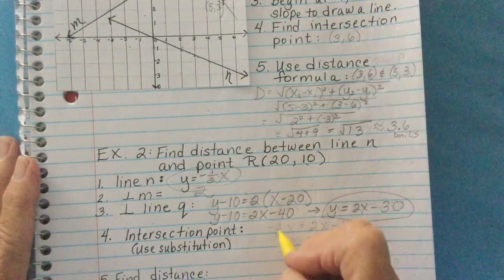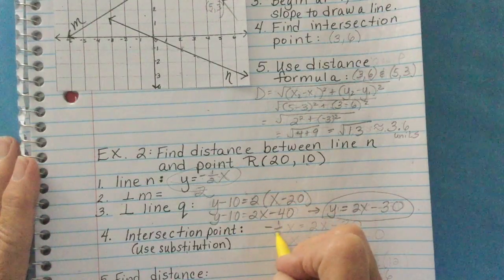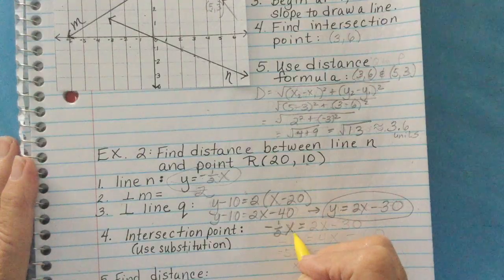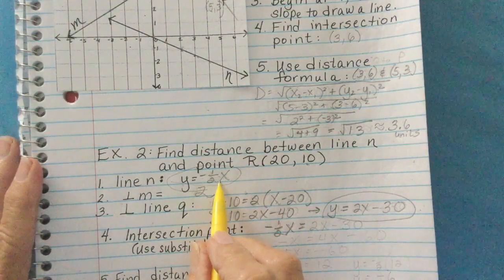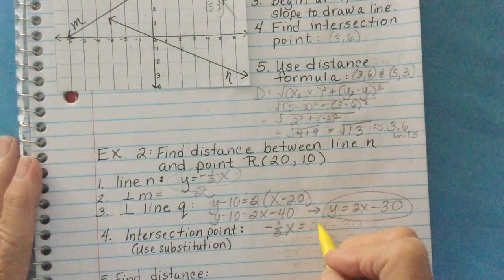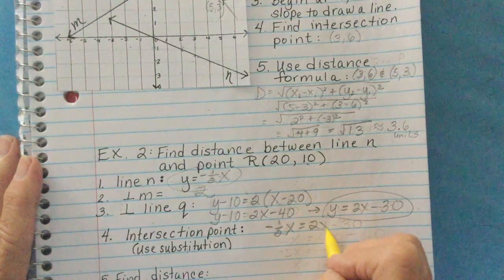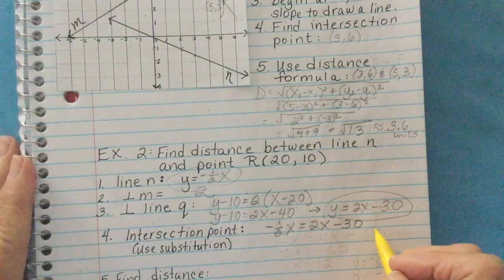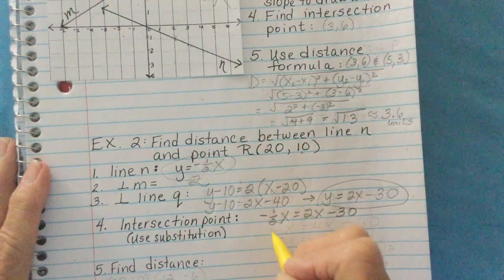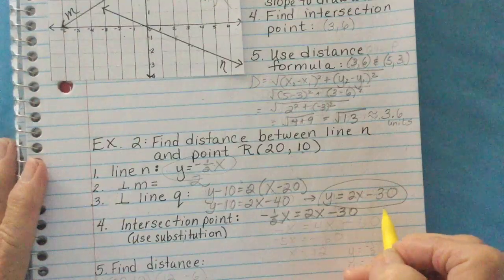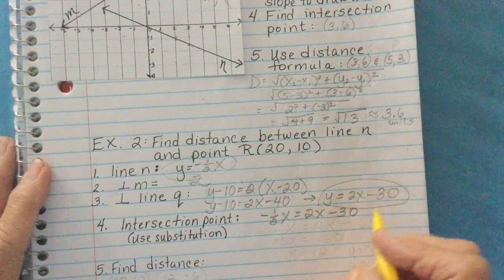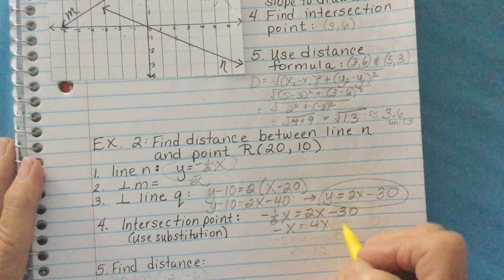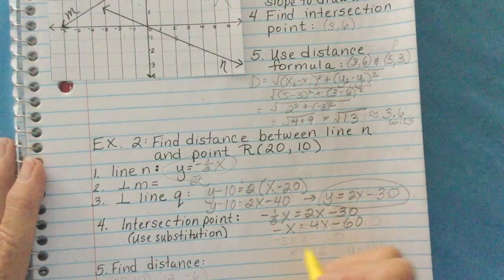So what I'm going to do is I'm going to say negative 1/2 x. I'm going to replace y with negative 1/2 x because y is negative 1/2 x. And so this equals 2x minus 30. So there's our equation. When we solve this, we'll know what x is. So first I'm going to multiply everything by 2 so I don't have any fractions to worry about. That's going to give me negative x equals 4x minus 60.